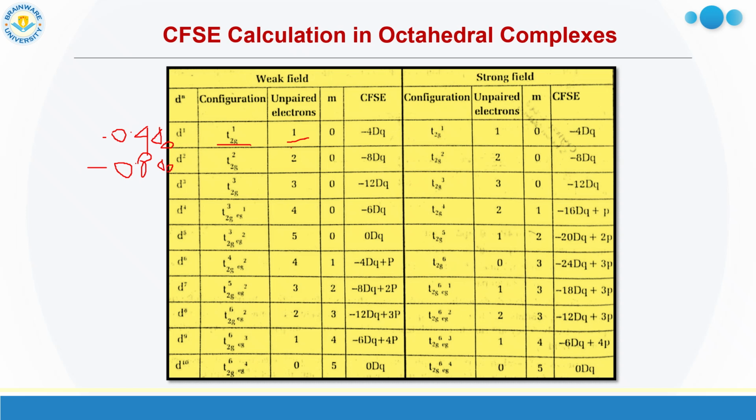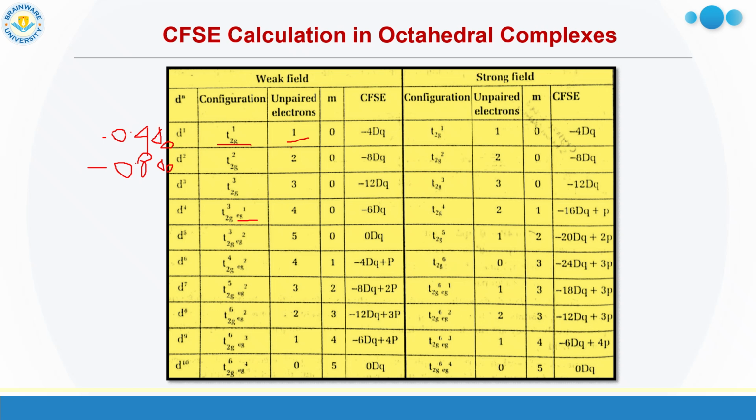Now again for the t2g3, the value will be minus 0.4 into 3, that is minus 1.2 del O. Now we go to the high spin case d4, that is the weak field ligand high spin case. So one electron will go to the eg level. Now the value becomes minus 0.4 into 3 plus 0.6 into 1.